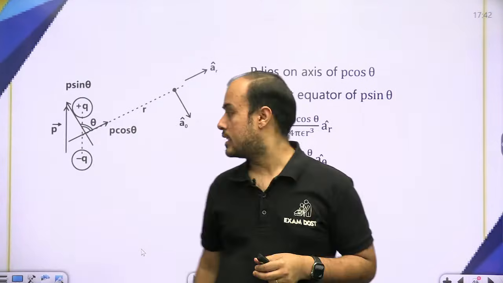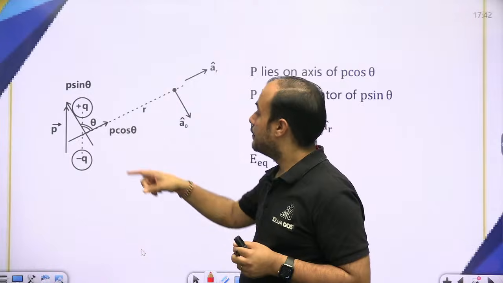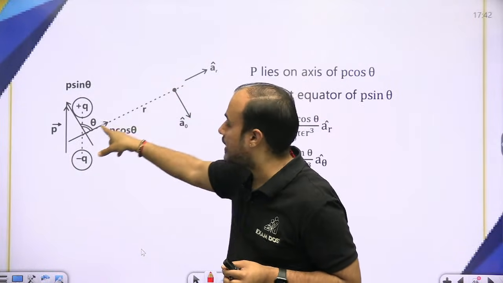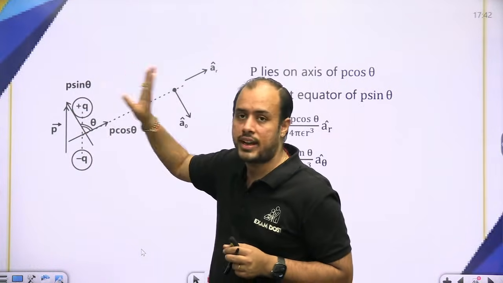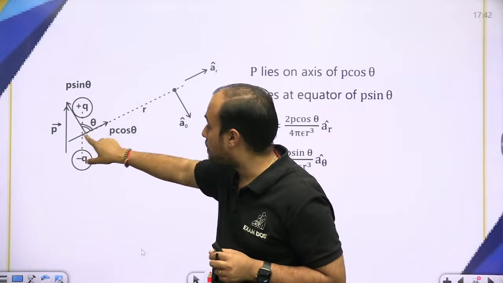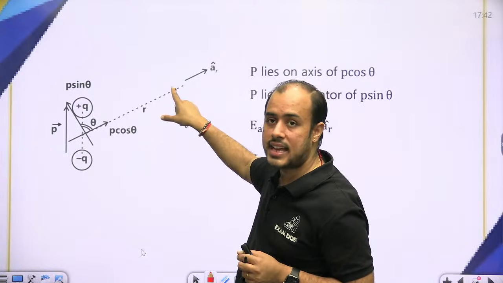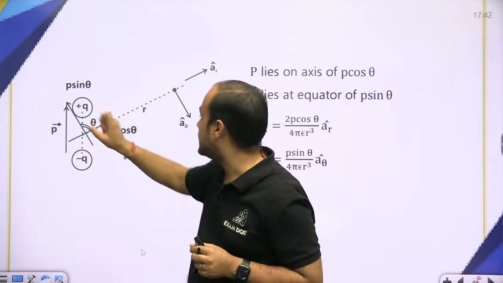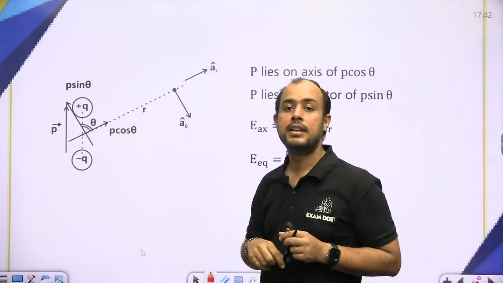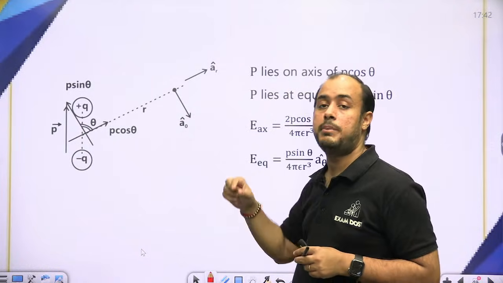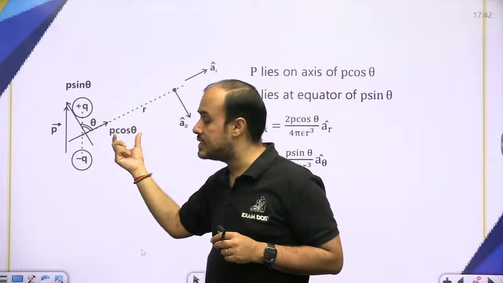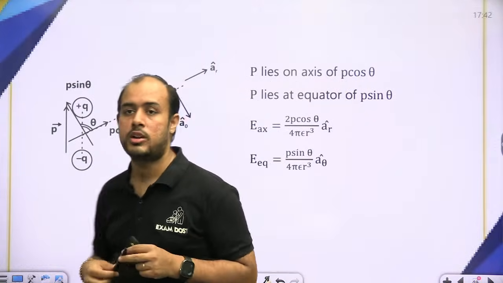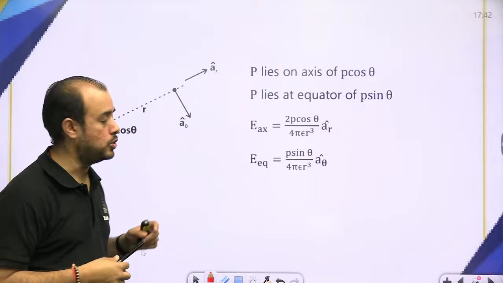Now beta, you take two components of p. One along the position vector, which is p cos theta. One perpendicular to the position vector, p sin theta. For p cos theta, this point is axial. For p sin theta, this is equatorial. So the equatorial field will be p sin theta by 4 pi epsilon r cube. Axial will be 2p cos theta by 4 pi epsilon r cube.